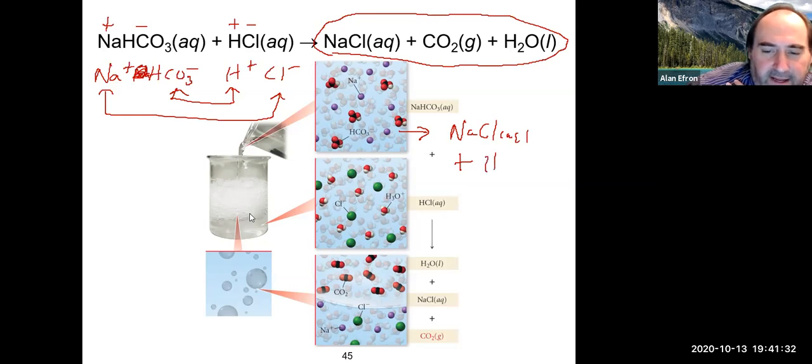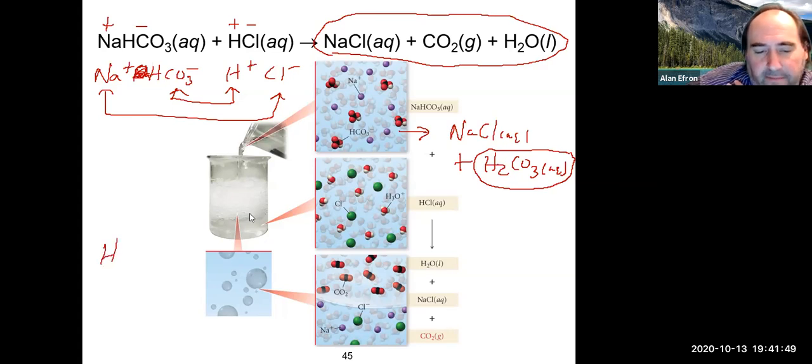We get our H2CO3 coming together in this particular case. And this guy right here is carbonic acid, much like sulfurous acid. If you remember, our sulfurous acid broke apart, and that's exactly what happens here. The carbonic acid very, very quickly will break apart into CO2 and water.